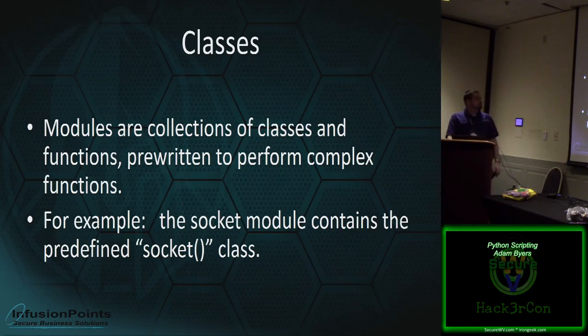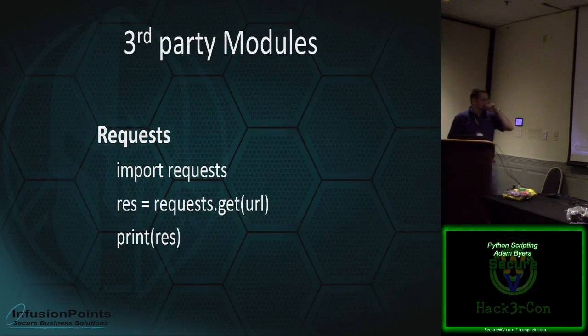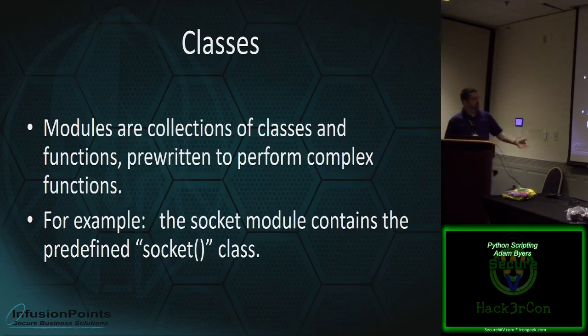So classes and modules are collections of classes and functions, pre-written to perform complex functions. So requests is basically a collection of classes and functions. It defined a class, and that class has a get function within it. When we said get URL, that class had a function that took a URL and had all the code written in there to get that URL and parse it out. I think it even uses urllib3. I think it's a wrapper. So that's what modules are: collections of classes and functions.